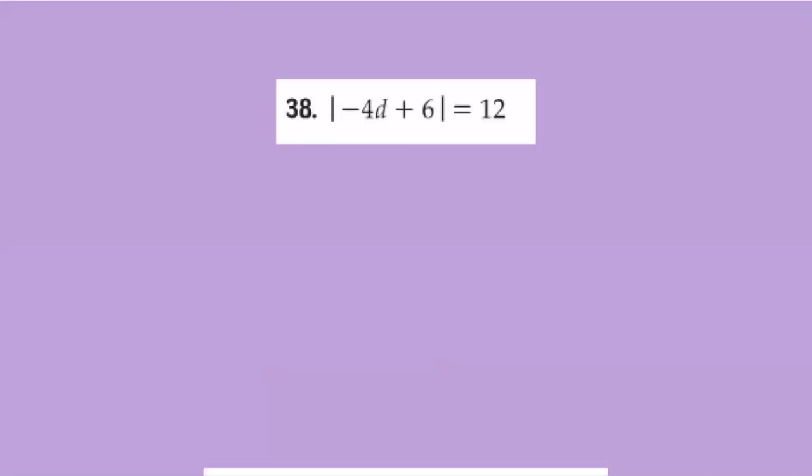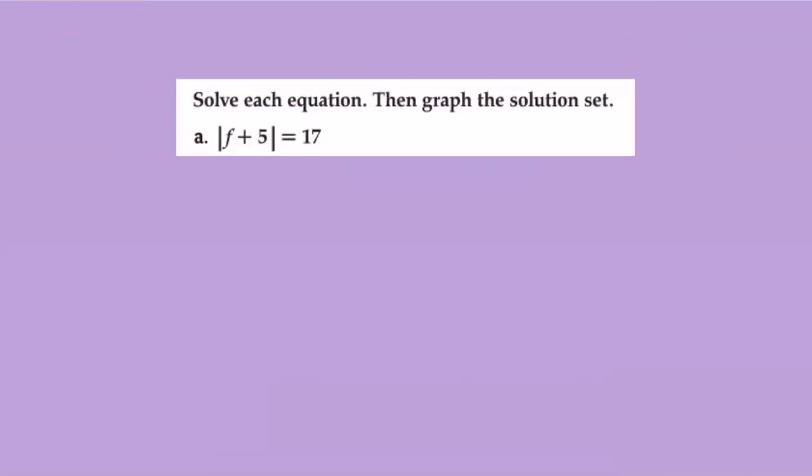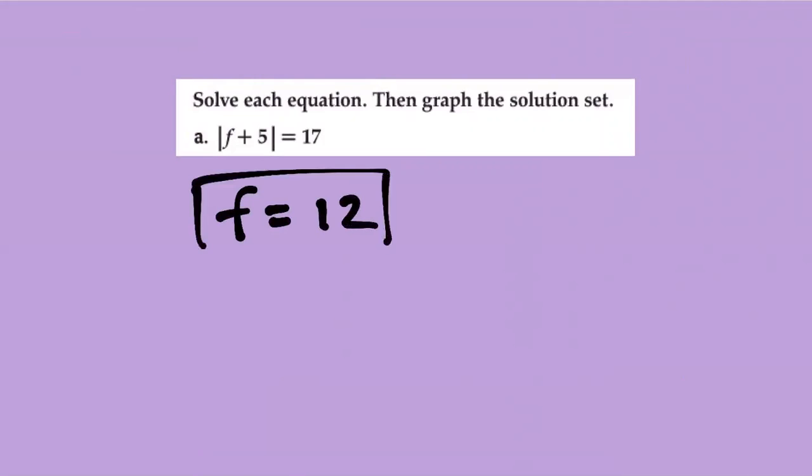And then the other thing they're going to ask you to do is they're going to say, okay, and I'm going to write my answers down here. We came up with f equals 12 for one of our answers, and then our other answer was f equals negative 22.